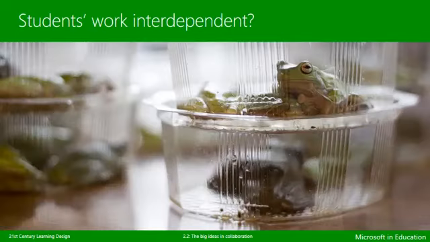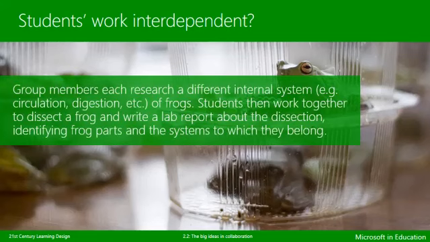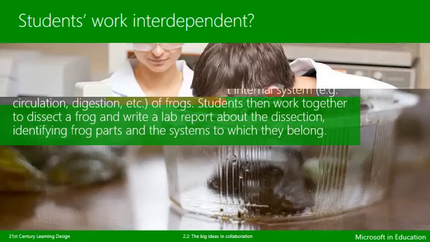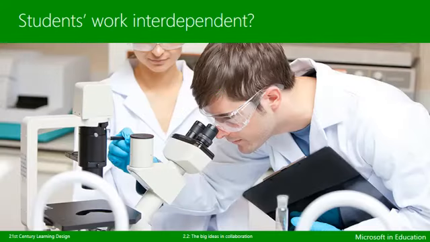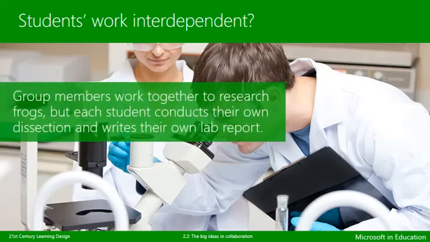Think about the following situations to determine if students' work is interdependent. Group members each research a different internal system of frogs, for example, circulation, digestion, etc. Students then work together to dissect a frog and write a lab report about the dissection, identifying frog parts and the systems to which they belong. Is students' work interdependent if group members work together to research frogs, but each student conducts their own dissection and writes their own lab report?